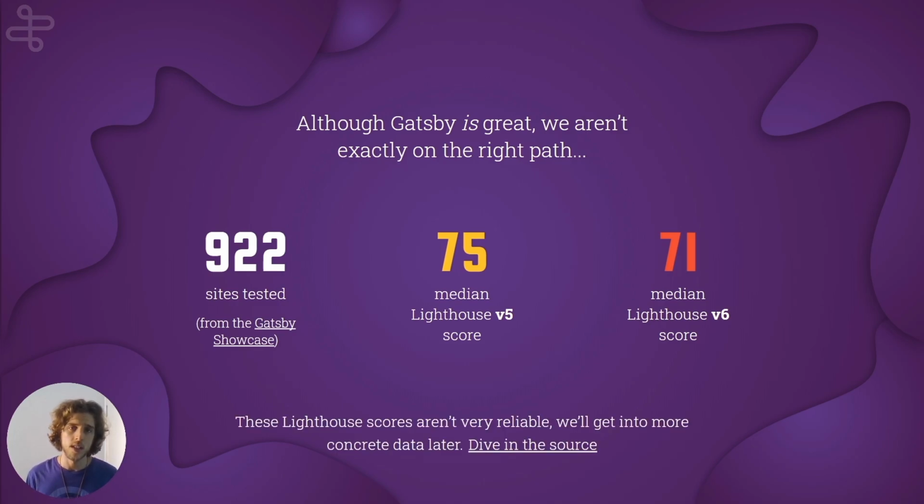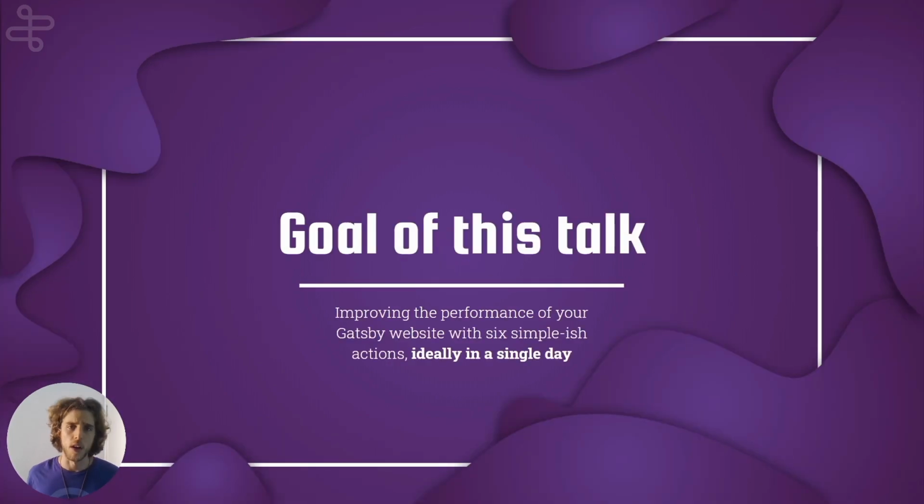Of course, these scores aren't very reliable, don't get fixed on this number, although it does indicate a range of 70 to 80. That's very reliable though. We are gonna get into more concrete data that isn't dependent on Lighthouse specifics. All right, so the goal of this talk is, based on this number, how can we make performance better for every Gatsby site out there?